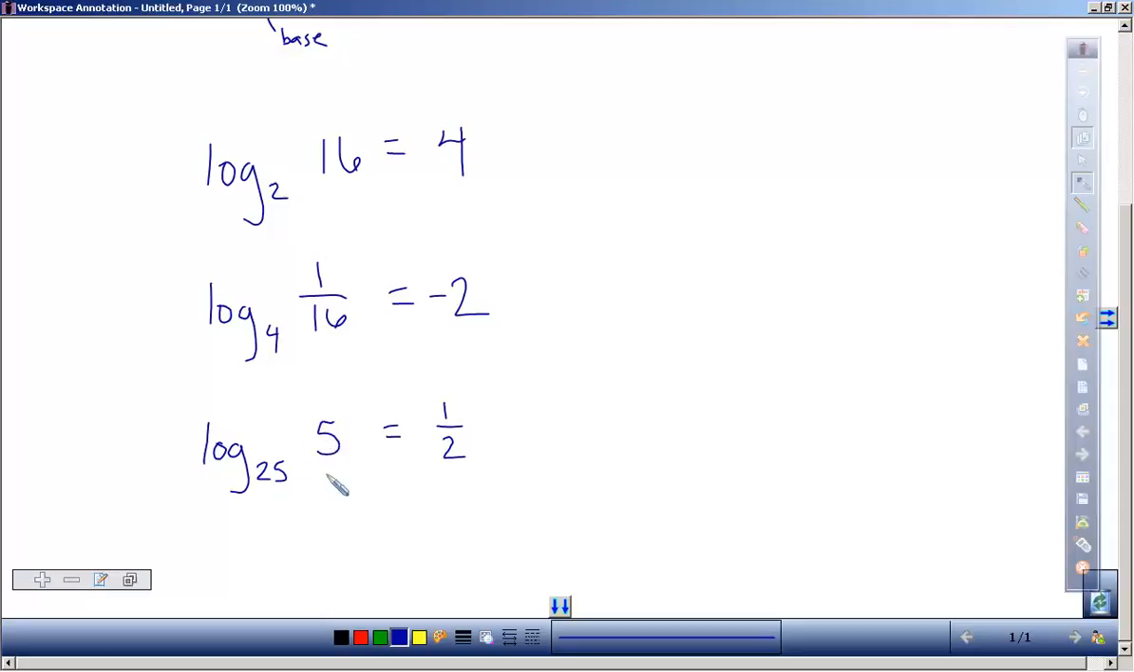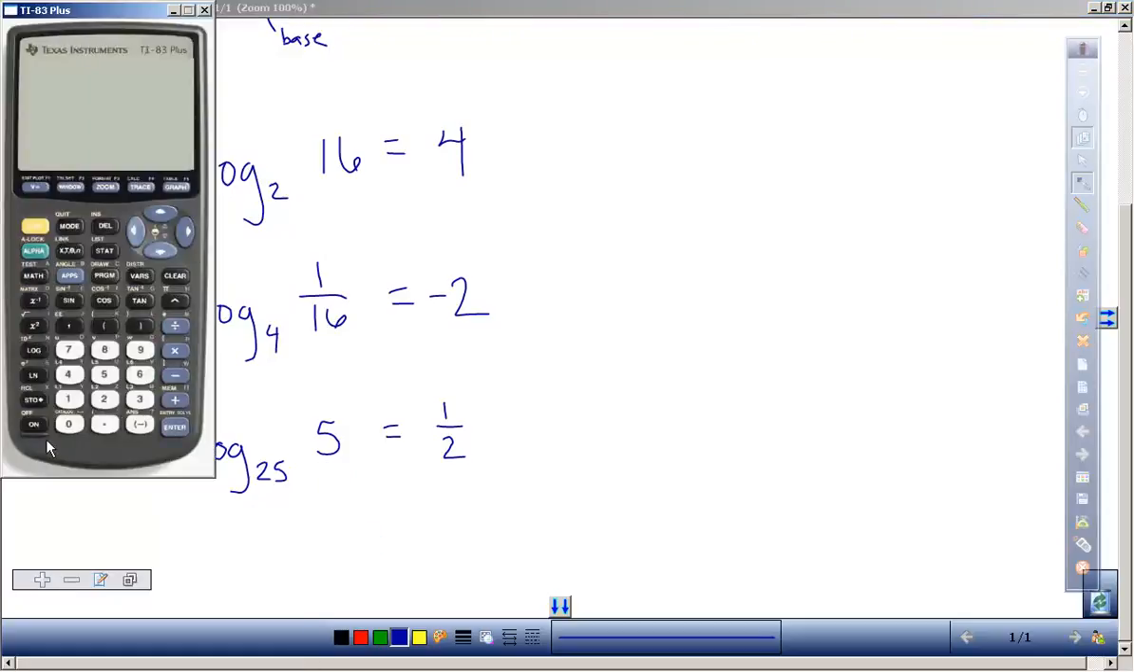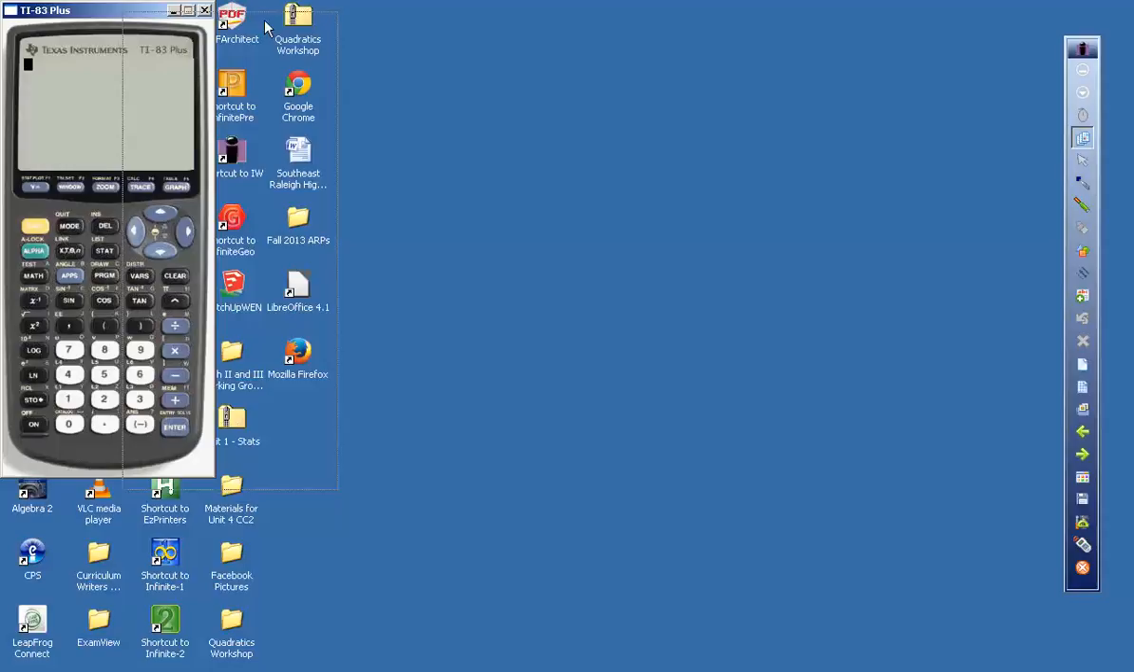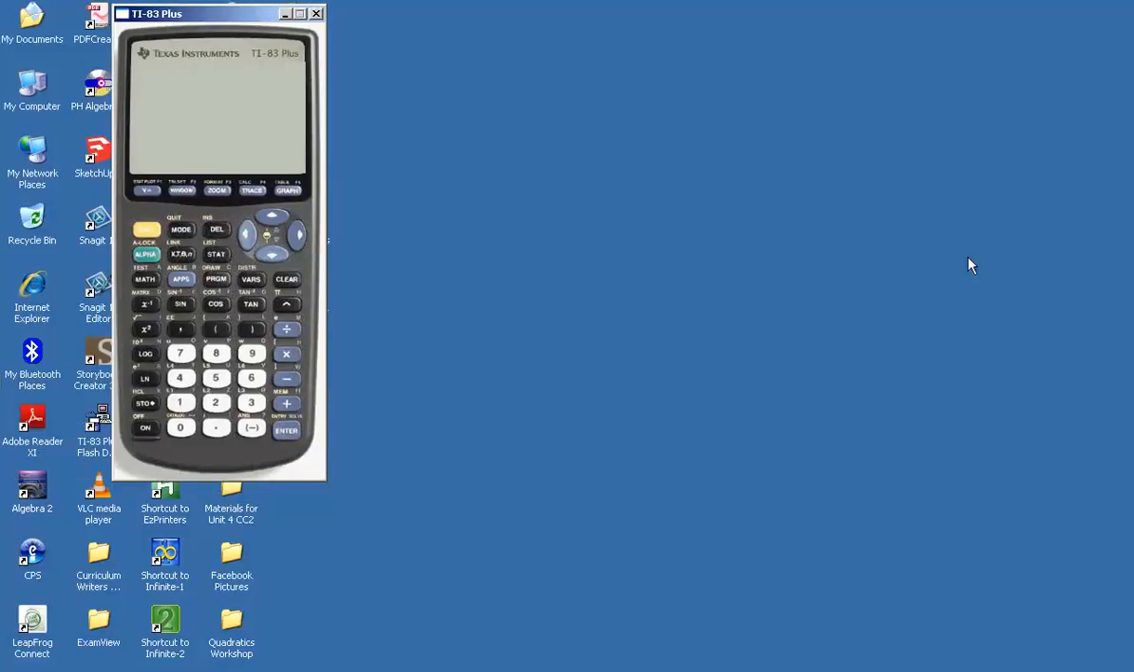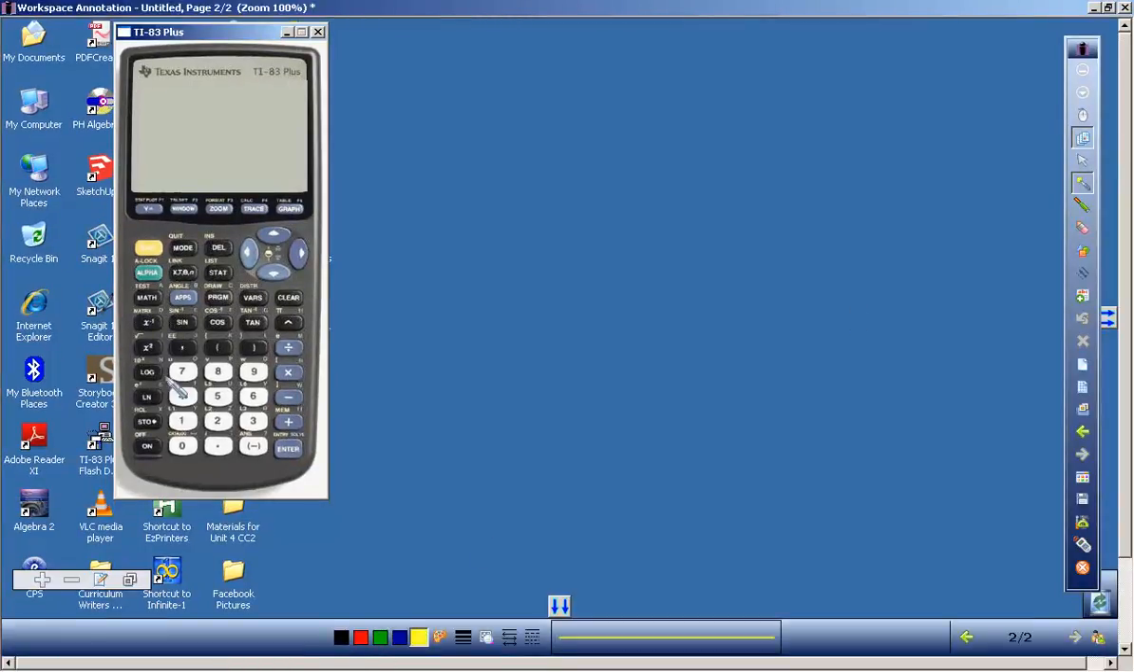Now, of course, we do live in the technology age, so thankfully we have calculators that can help us do this. But we need to look at something real quick on your calculator. On your calculator, there are actually a couple of buttons that go along with logarithms. If I have a TI-80-something calculator, these are the two buttons that are logs: LOG and LN.